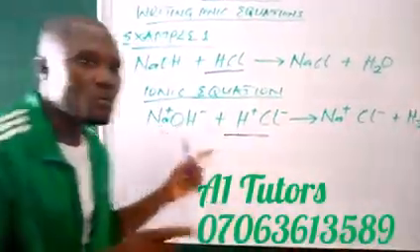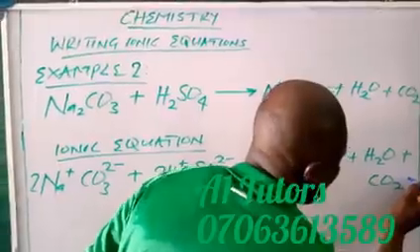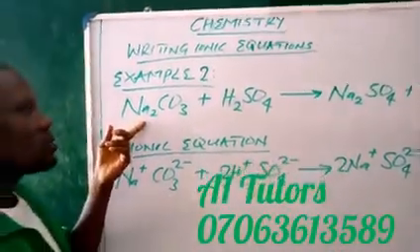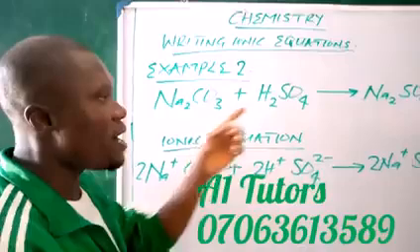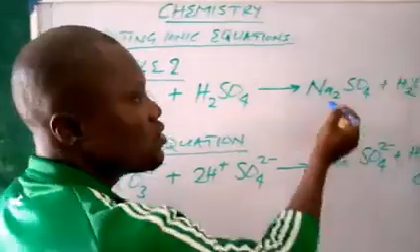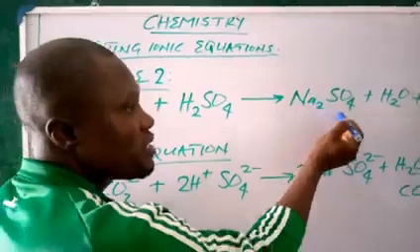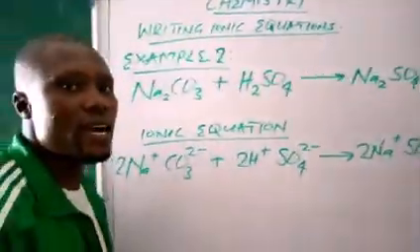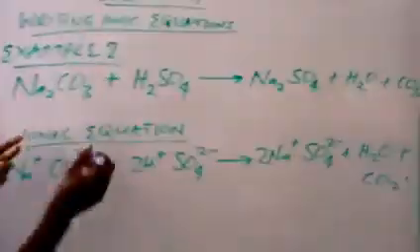So example number 2 on how to write ionic equation. Example number 2 here is a reaction between sodium trioxocarbonate 4 and tetraoxosulfate 6 acid, to give us sodium tetraoxosulfate 6, water molecule and carbon 4 oxide gas. Now the ionic form is this.